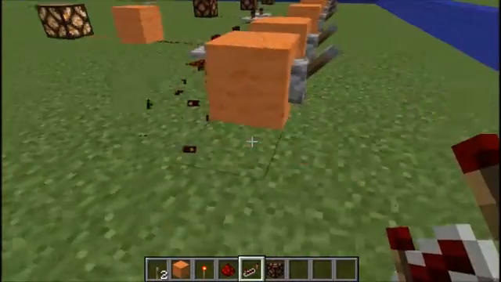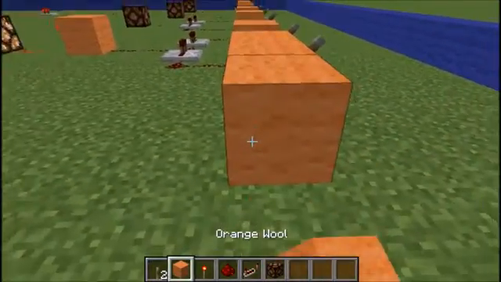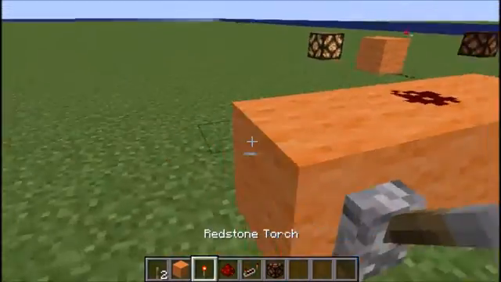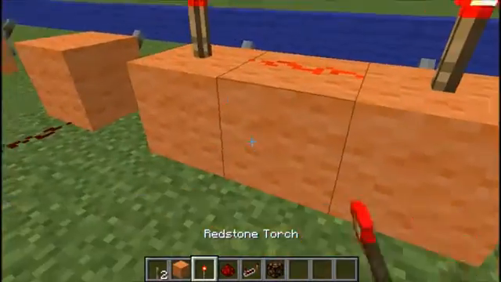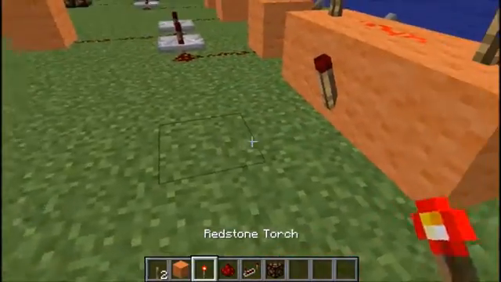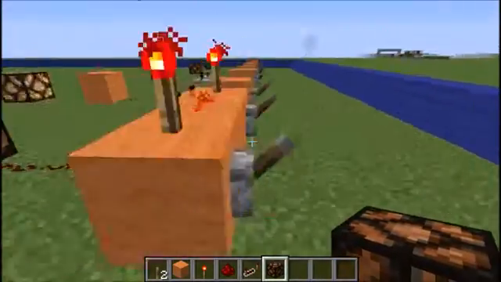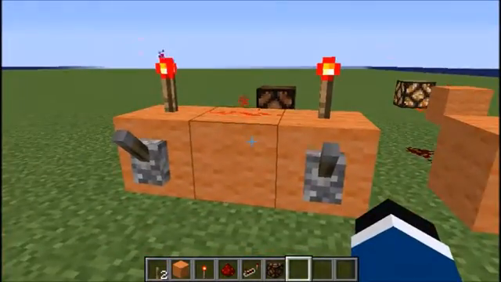So, let's just boop. Boop. Boop, boop, boop. So, oops. Here we go. This is an AND gate.